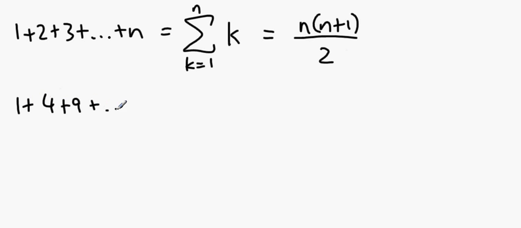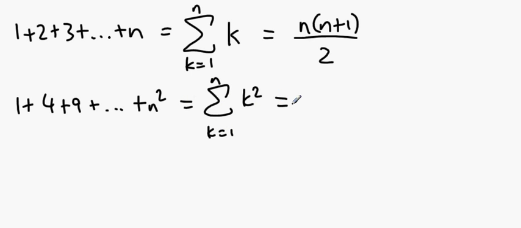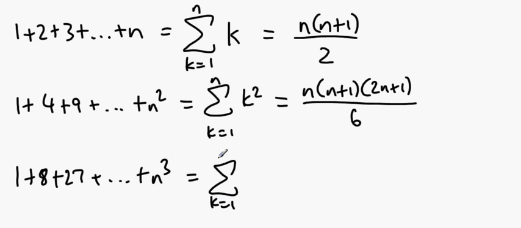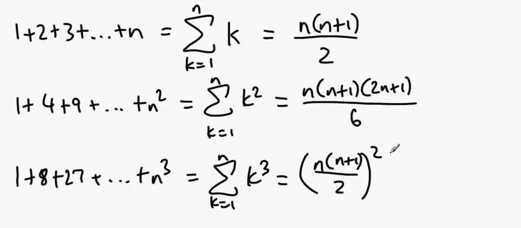Similarly, if you add up the first n perfect squares, you get n times n plus 1 times 2n plus 1 over 6. Go ahead, add up the perfect squares from 1 to 49, that's 7 squared. You will find out that that's 7 times 8 times 15 over 6. And if we were to add up the first n perfect cubes, you get n times n plus 1 over 2, quantity squared.